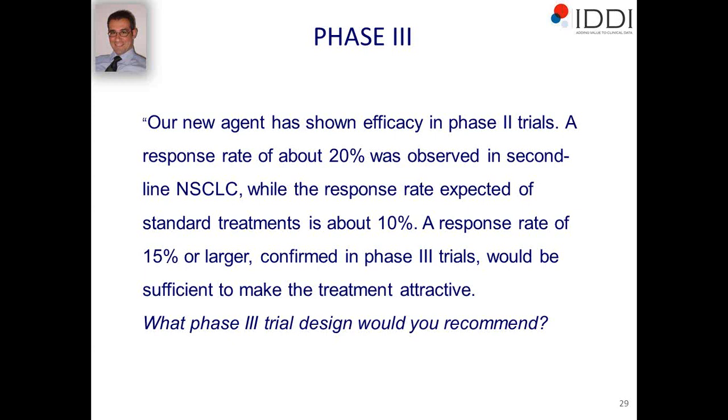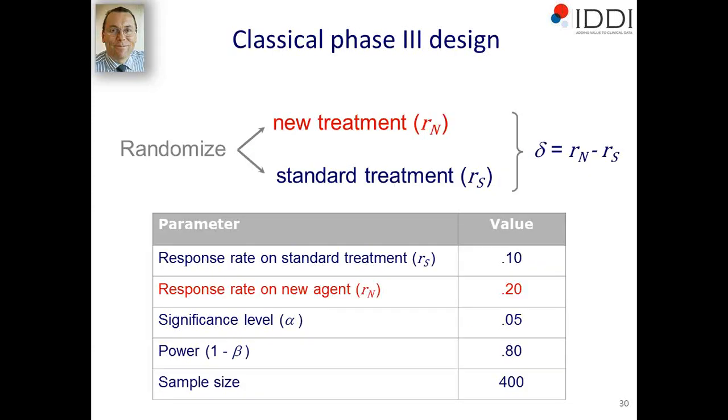So now let's move into phase 3, and we think that a response rate of at least 15% would be very, very good. So coming back to you, Mark, what do you think should be the phase 3 trial design? And as you expect, I would recommend the classical phase 3 design. And again, I'm summarizing here what you just told me.